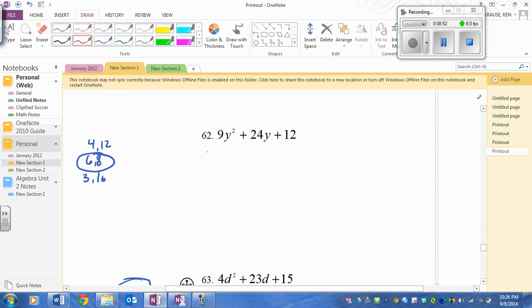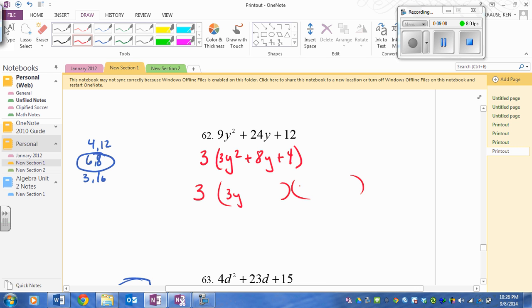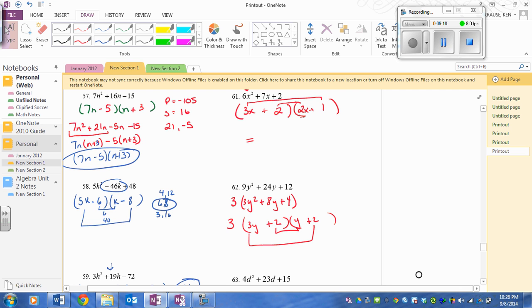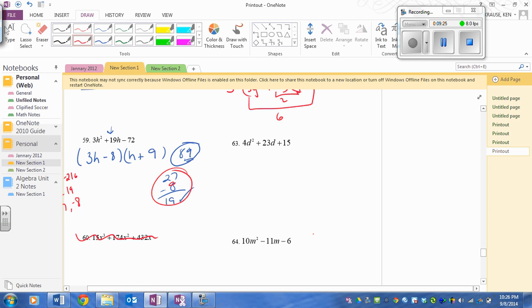So actually, as a GCF, I can take a 3 out, and I'm left with 3y squared plus 8y plus 4. So 3y. I'm going to try plus 2. There's 6. There's 2. So that is 8. I'm not going to do that the other way. I'll do the next one the other way.